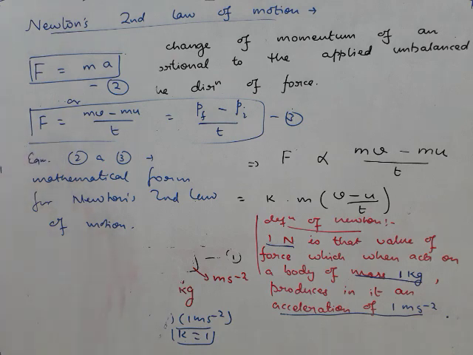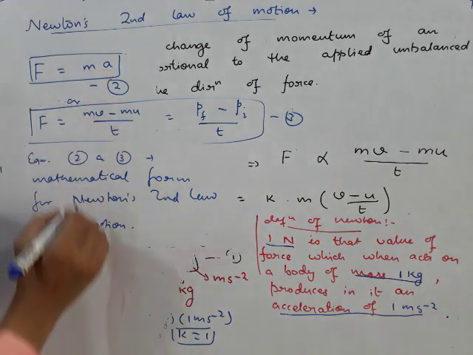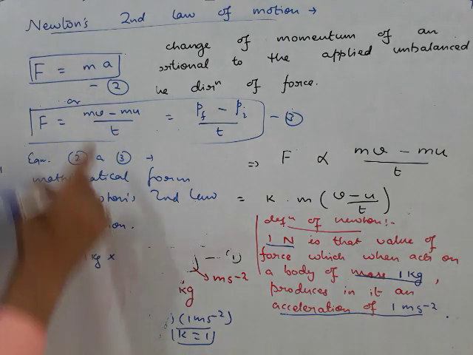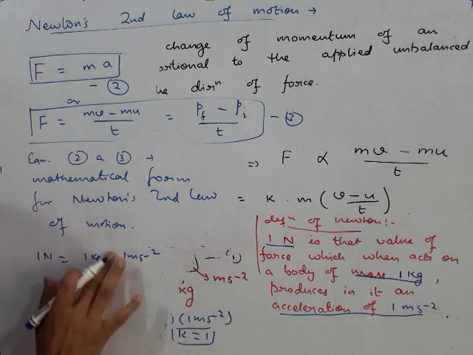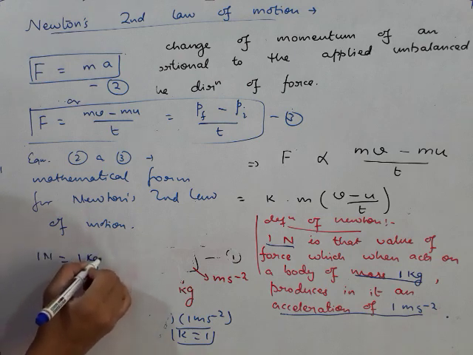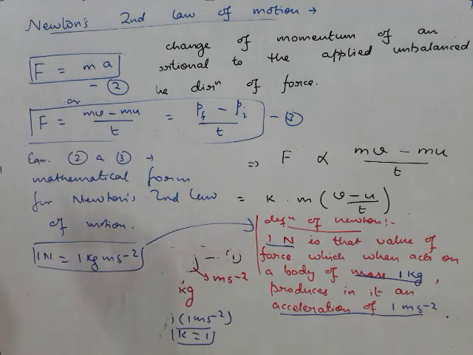So remember, 1 Newton, which is the unit for force, is the same as the product of these two. The SI unit for mass is kg. So I can write 1 kg into acceleration, which is 1 meter per second square. So 1 Newton is 1 kg meter per second square, and this is reflected in this definition: if there is a body of mass 1 kg and it accelerates with an acceleration of 1 meter per second square, then the force on the object is called 1 Newton.